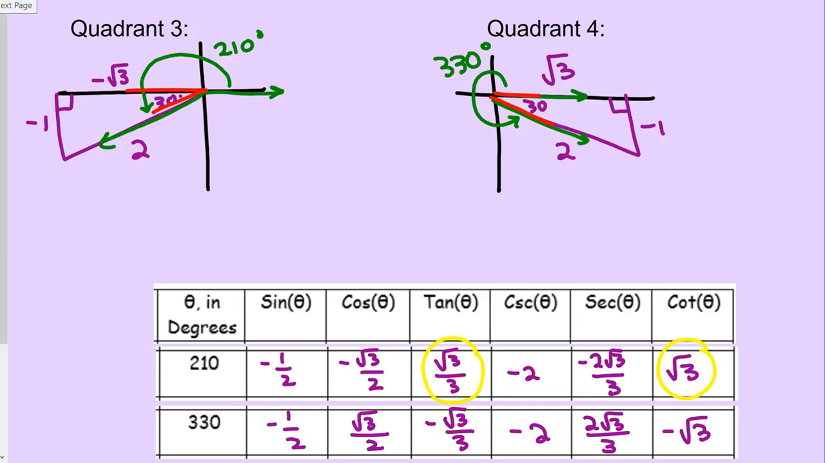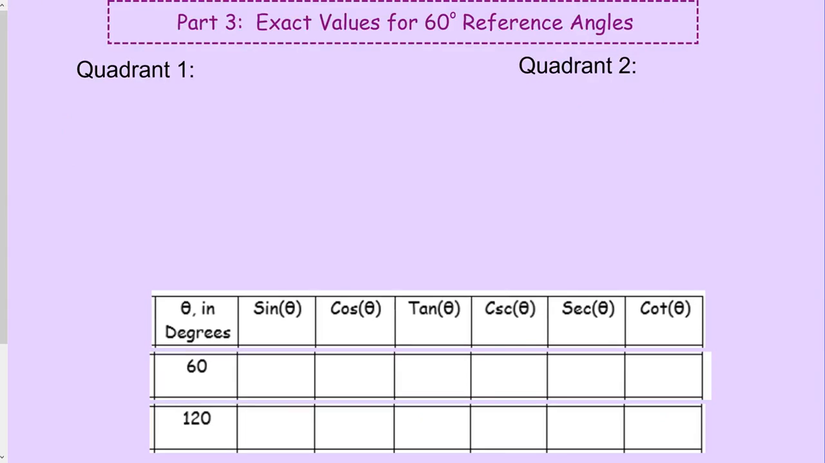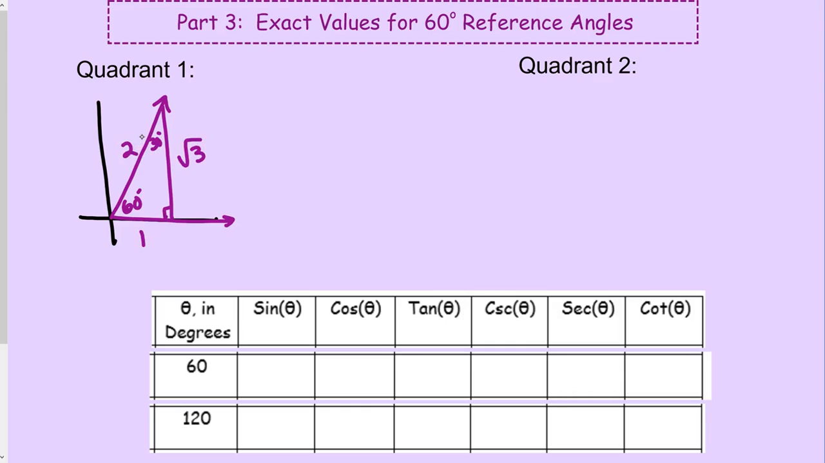All right, so now let's go on and do the exact same thing for multiples of 60. So exact values for 60-degree reference angles. We're back in quadrant 1. And so if we have a 60-degree angle, drop a perpendicular. You have a 30, 60, 90 triangle, same as we did before, but the orientation is different. So the long leg is down here, or excuse me, the short leg is down there across from the 30, and the long leg is over there, and the hypotenuse is still 2.